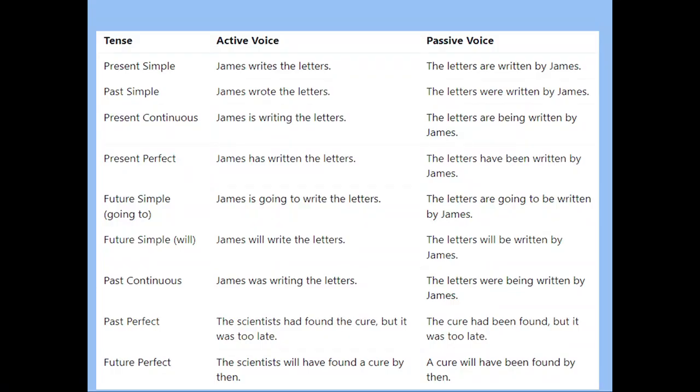Sentences asked like, the scientists had found the cure. So, who had found the cure? The scientists. What are the scientists? The subject, the doer. Had found is the verb, past perfect. Had is used, so it is perfect tense. The cure is the object. So how will you change it? The cure had been found. You may write by the scientists, you may not write it.